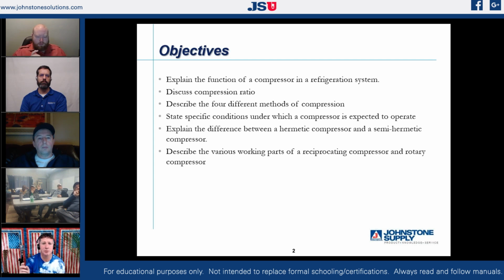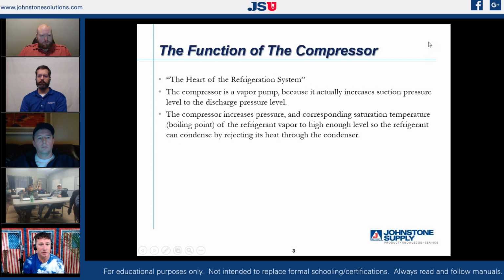So our main objectives are to explain the functions of a compressor inside of a refrigeration system. We're going to talk about compression ratio, because not too many times do we actually talk about compression ratio and the capabilities of a compressor. We'll talk about four primary different methods of compression. We're probably going to be going into a fifth one on a separate presentation. We're going to state specific conditions under which a compressor is expected to operate and the things that it is not capable of doing. We're going to go through differences between hermetic and semi-hermetic compressors. We'll talk about scrolls, and then we'll move into a little bit about the Daikin swing style compressors. So we're going to describe various working parts of a reciprocating compressor and just get to know the functionality and the design of the different vapor pumps that we work with.